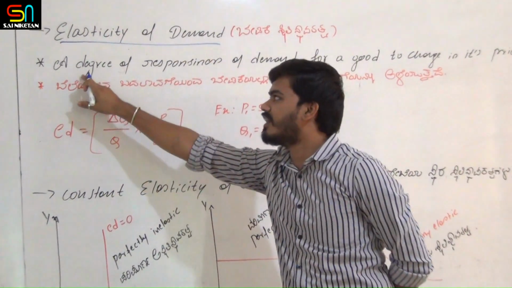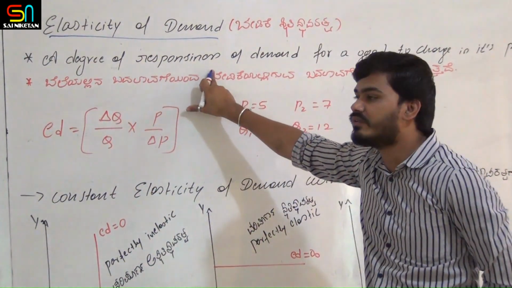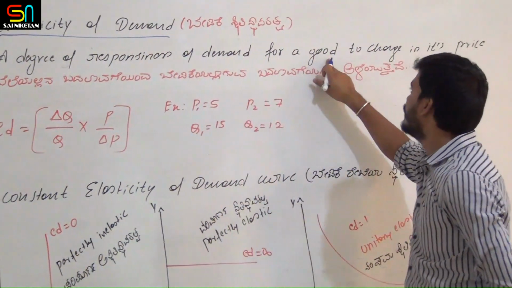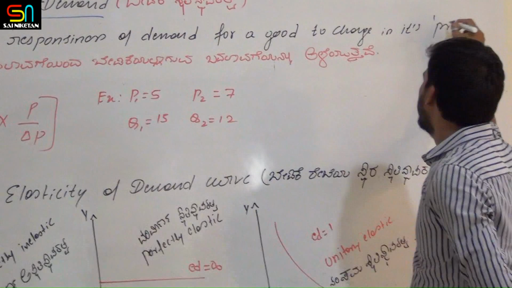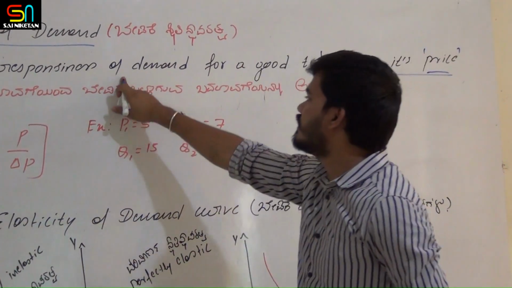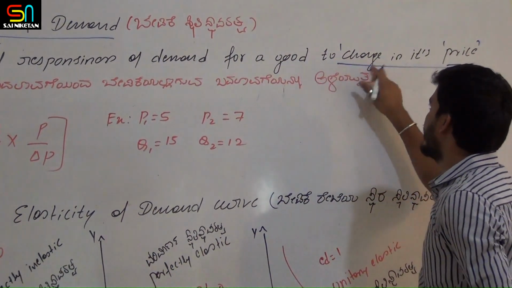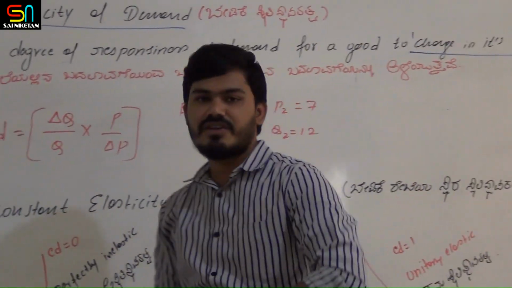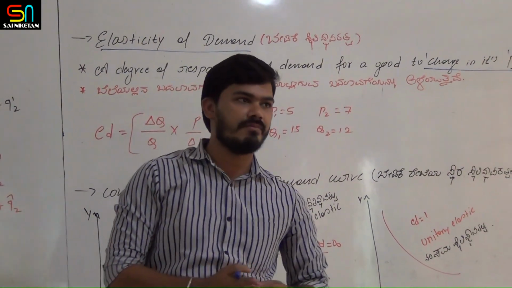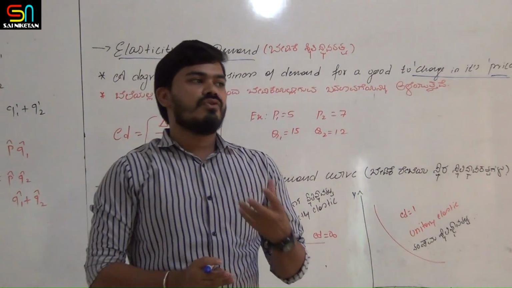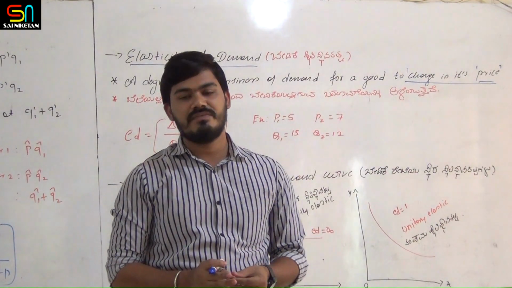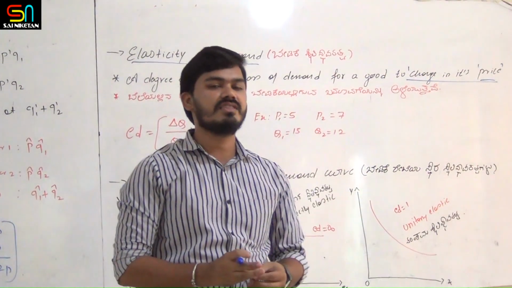Elasticity of demand is nothing but a degree of responsiveness. A very important phrase: a degree of responsiveness of demand for a good to a change in its price. Based on prices only we are demanding many goods and services in the economy. For example, if I have 2 rupees, I will buy maybe 1 banana only. If I have 10 rupees, I will buy 3 or 4 bananas.